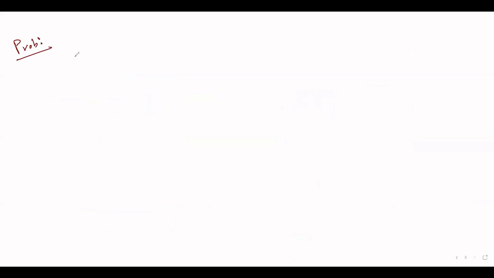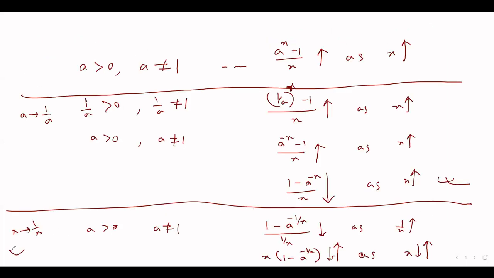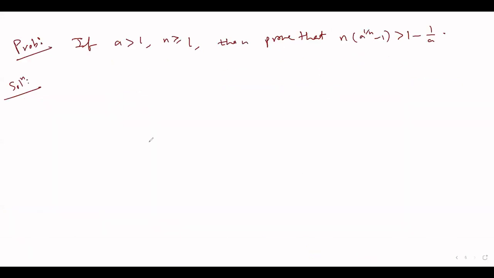The problem statement is, if a is greater than 1, n is greater than or equal to 1, then prove that n times a to the power 1 over n minus 1 is greater than 1 minus 1 over a. And to solve this problem, we are going to use this last part. Let's see how.